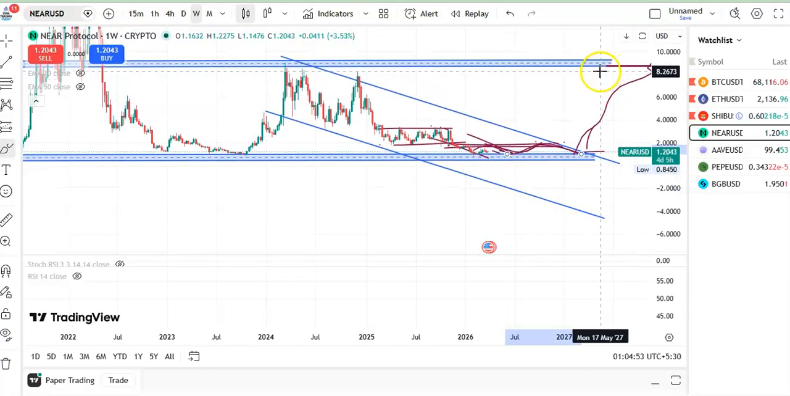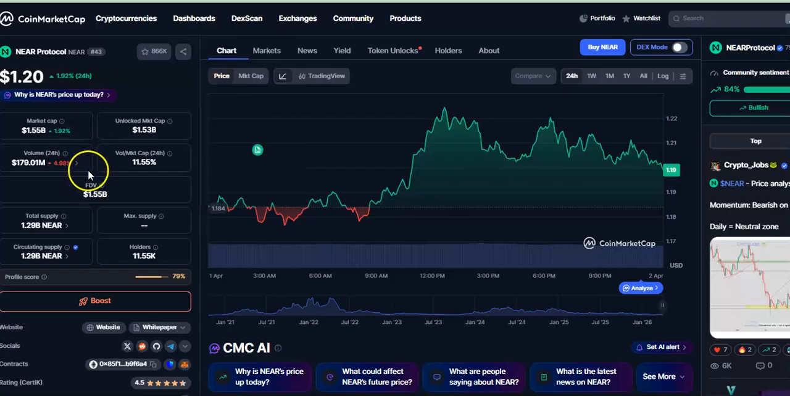Now we'll talk about other important details about this cryptocurrency. You can see the current price is $1.20, up by 1.92%. Rank is around 43. Around 866k users are following this cryptocurrency. Market cap is 1.55 billion. Volume in 24 hours is 178 million. Total supply is 1.29 billion, and you can see the holder count is 11.55k holders for this cryptocurrency.